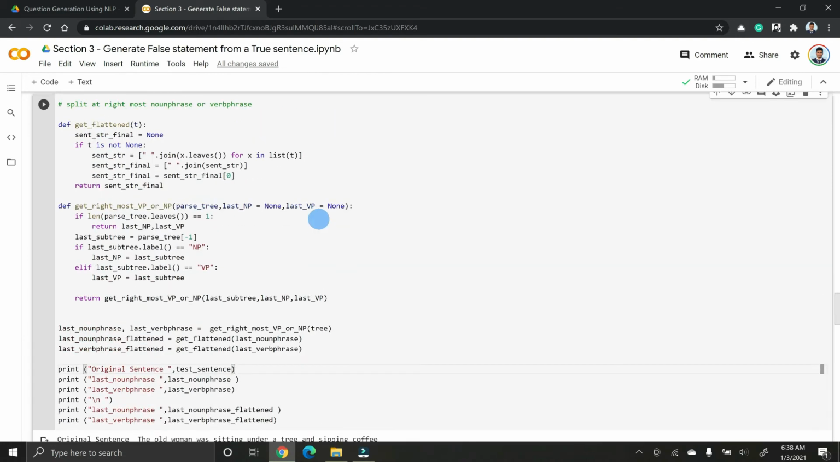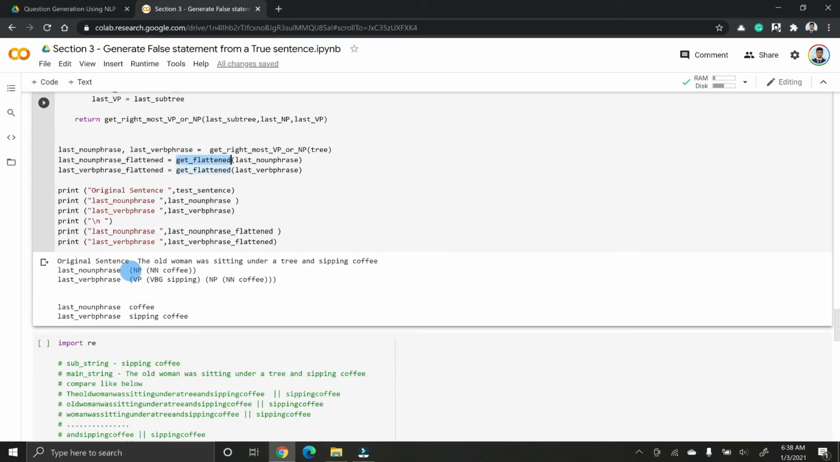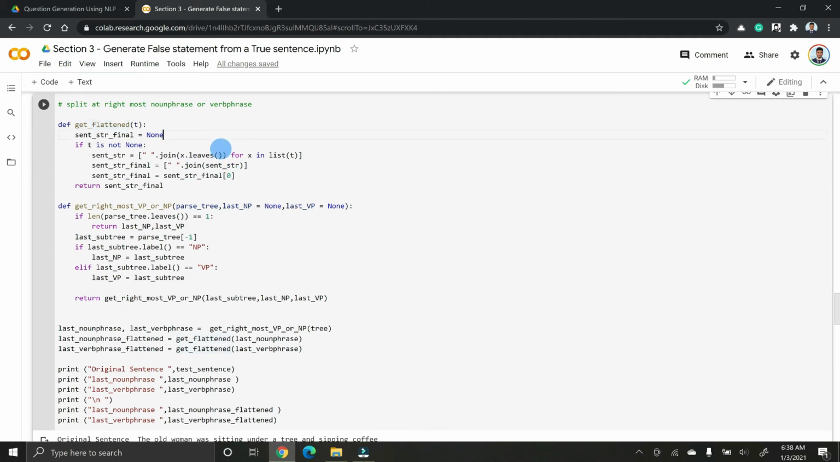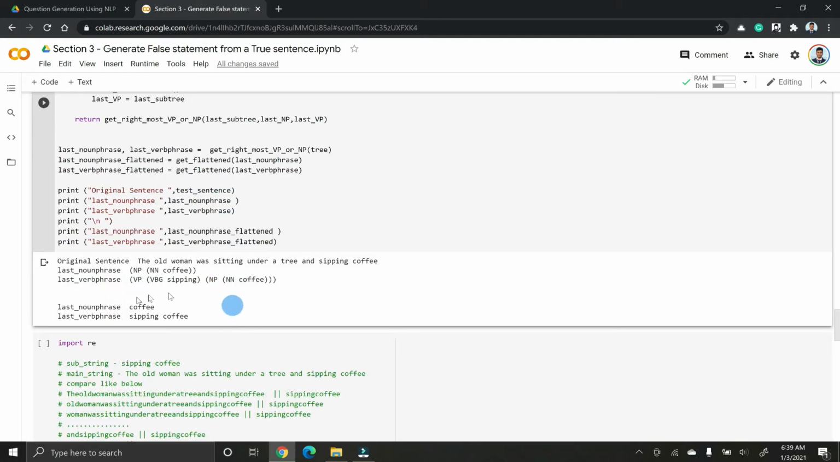Now there is one more function that I have written, which is get flattened, where you take in something like this, a tree object, and flatten it to get back this thing. So we iterate through the tree object and collect all the leaves, join all the leaves into a string, and return that string. So with that we get back our string: last noun phrase as coffee and last verb phrase as sipping coffee.